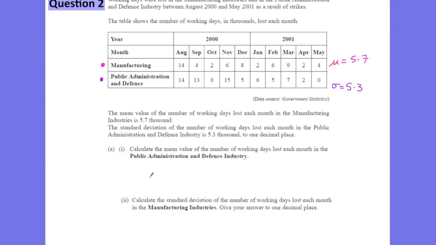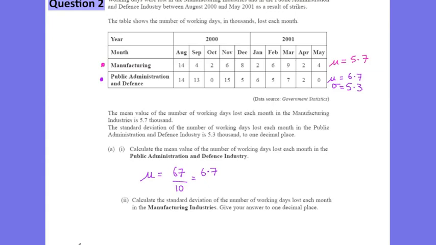So we are looking here for the mean. We are going to find the mean by adding up all these values and dividing by the number of values. Adding up all of these numbers, we get 67. Divide by how many numbers? 10. And we have our mean value of 6.7. So here for the public administration and defence, our mean is 6.7, slightly higher than the mean in the manufacturing.